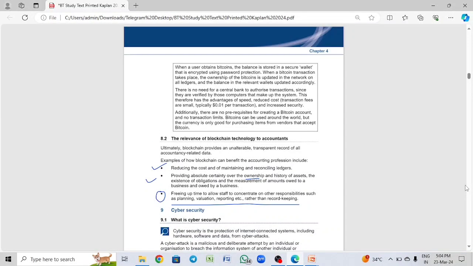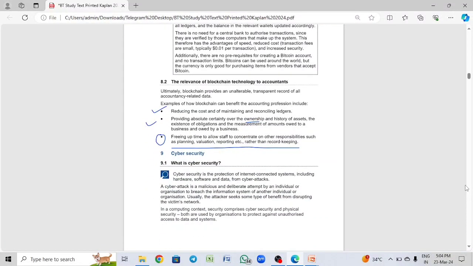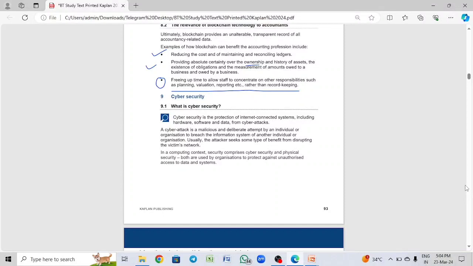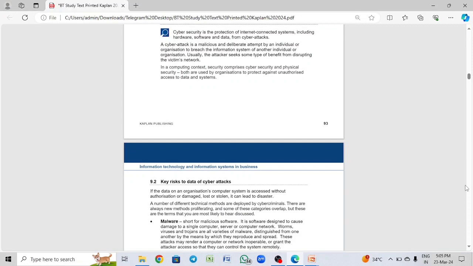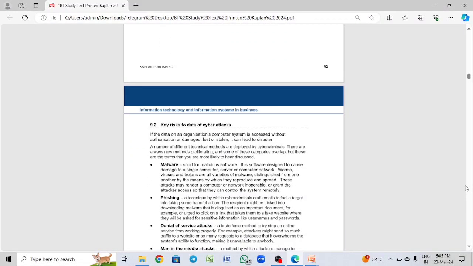Now, what is cybersecurity? Cybersecurity is the protection of internet-connected systems. We talk about cyber attacks on a large scale nowadays. There are various kinds of cyber attacks on data and information. So what are these types?